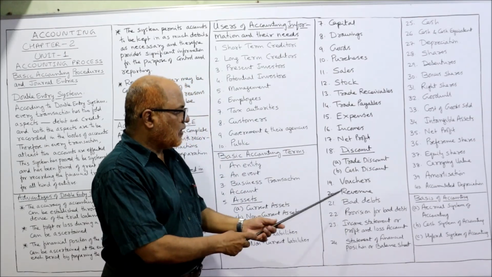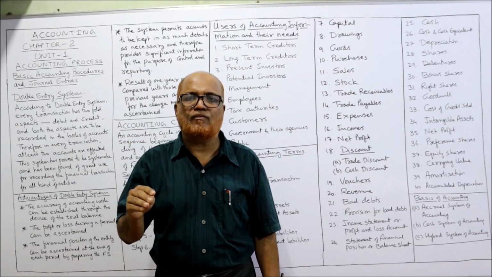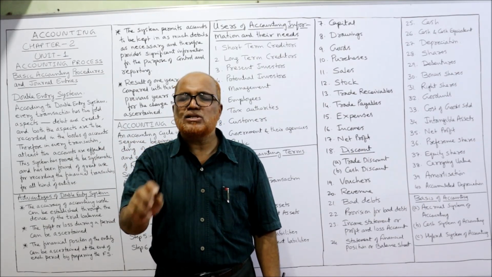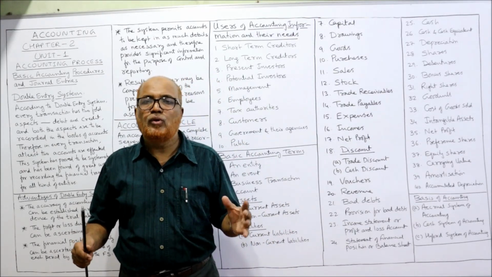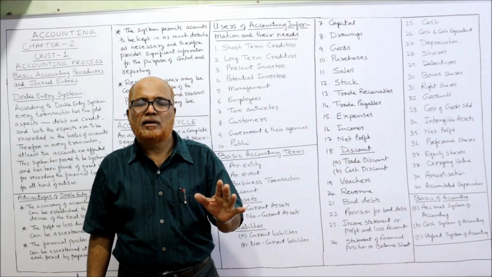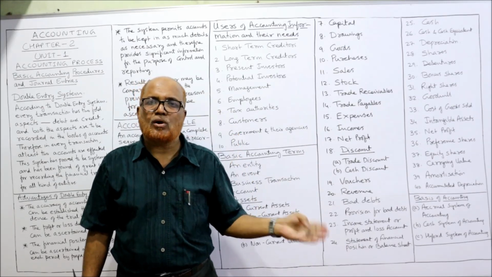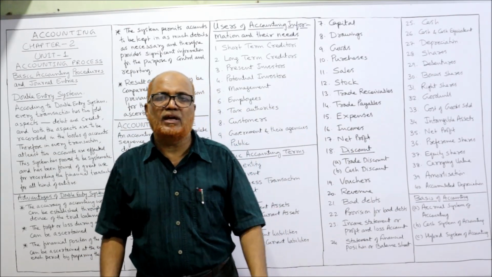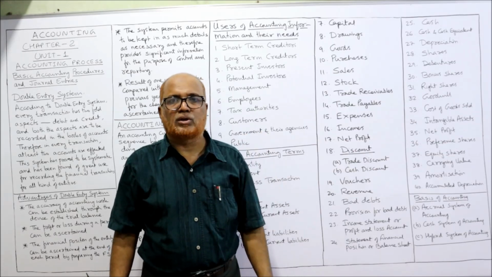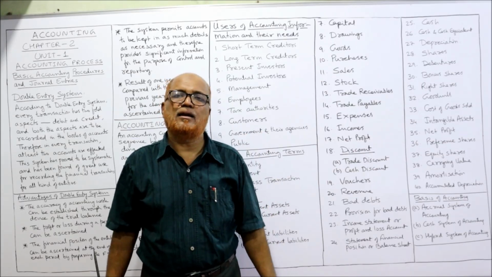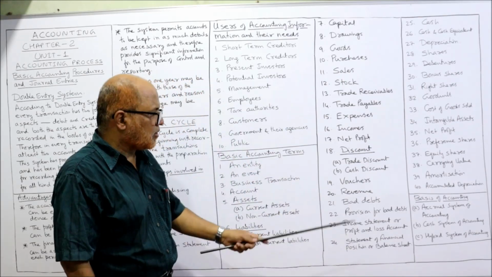Now next one is vouchers. Vouchers are the documentary proof on the basis of which transactions are recorded in the books of account. So without having any proof, no transaction will be recorded. The transaction should be evidenced by a proof. So that proof is called voucher. Example, on the basis of invoice, on the basis of bank statement, on the basis of credit note, all the transactions are entered. So vouchers are the documents on the basis of which transactions are recorded.